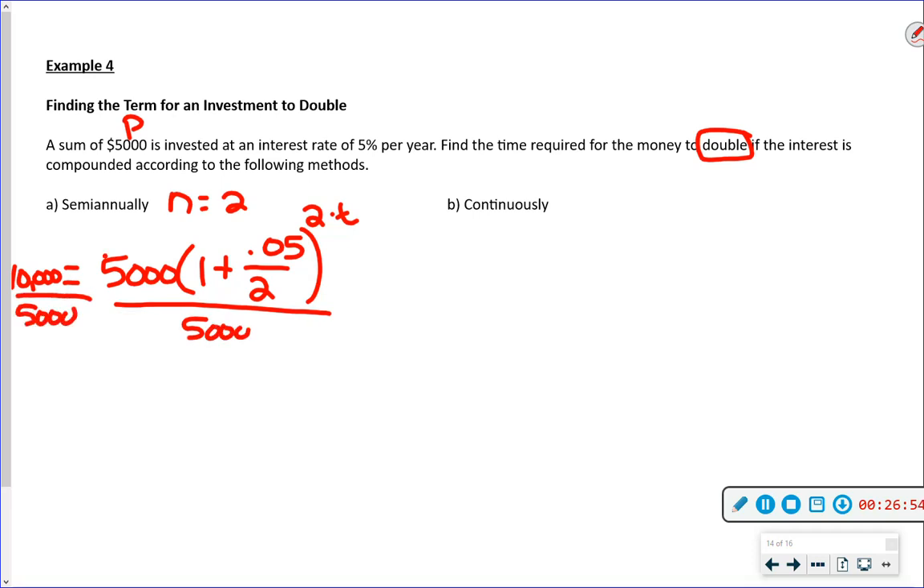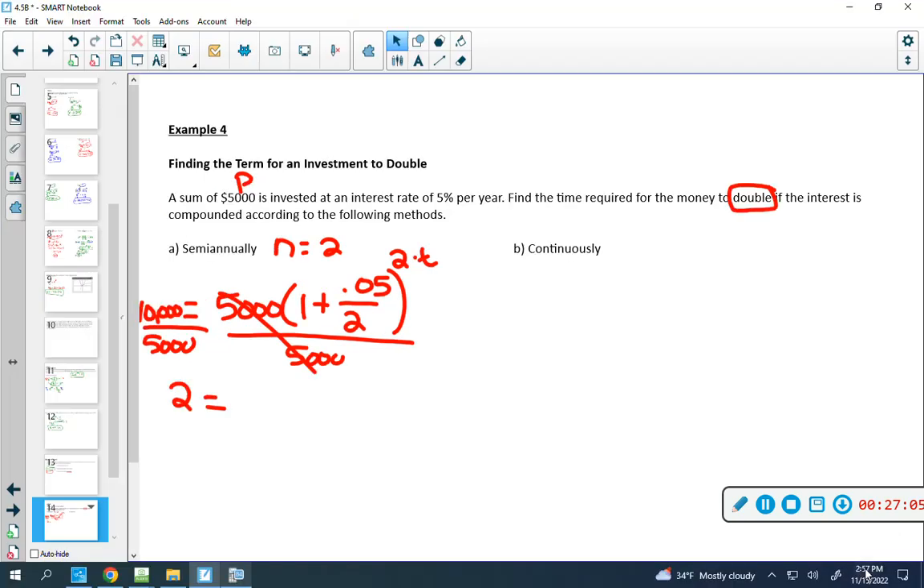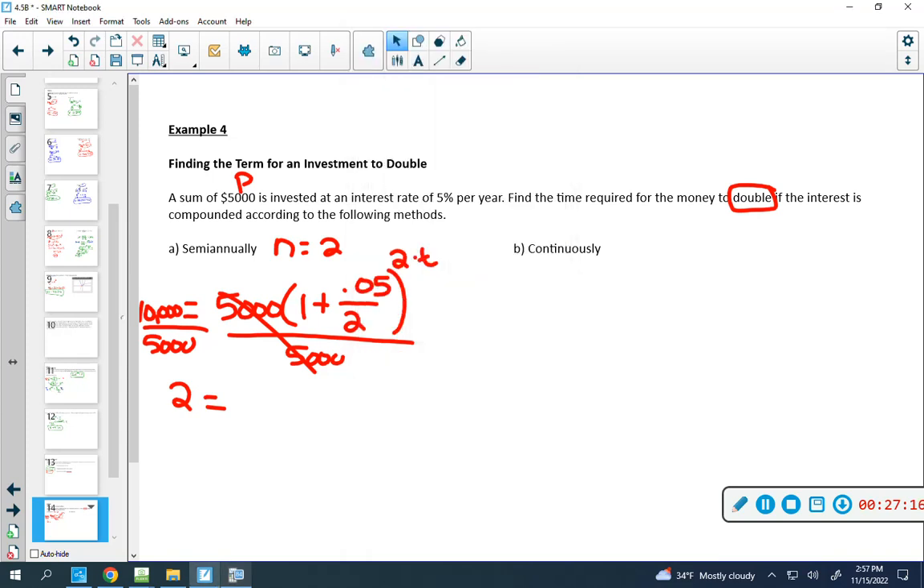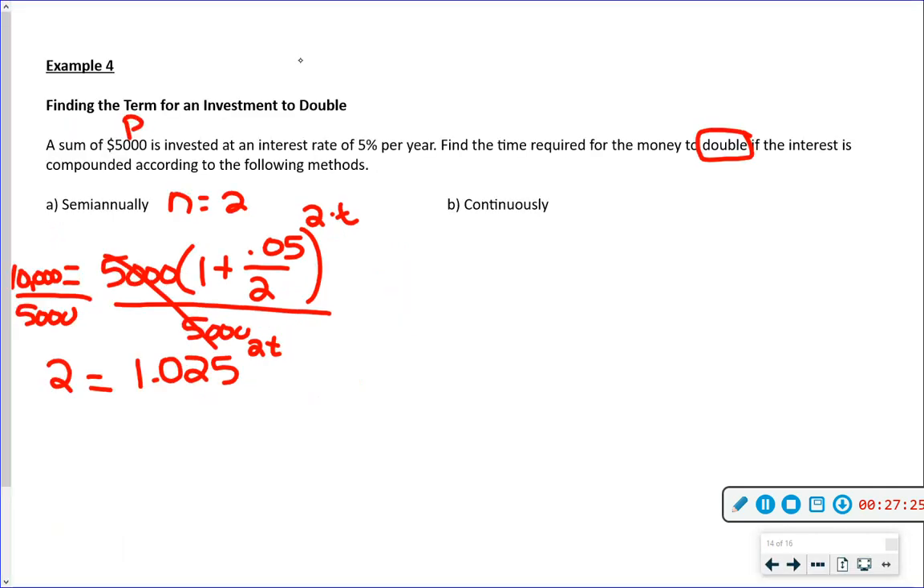I don't think we need a calculator for that, right? 10,000 over 5,000. Let's just go with 2. Now, I would type all of that into your calculator. So let me get out of the graph. 1 plus 0.05 divided by 2. That's going to give me some decimal, so 1.025. And we're raised to the 2t. So our goal: solve this equation.